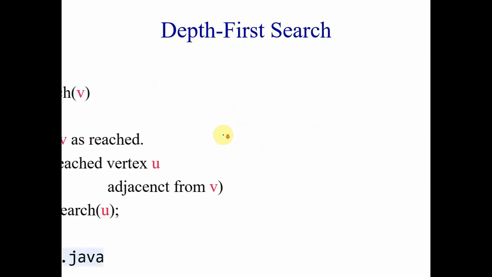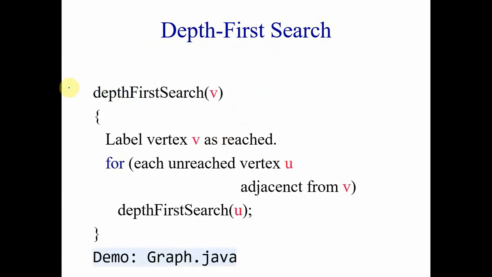It forms a tree. So if we write it as an algorithm, it will be something like this. Mark vertex v as visited. For each unvisited vertex u adjacent from v, we go depth first search.